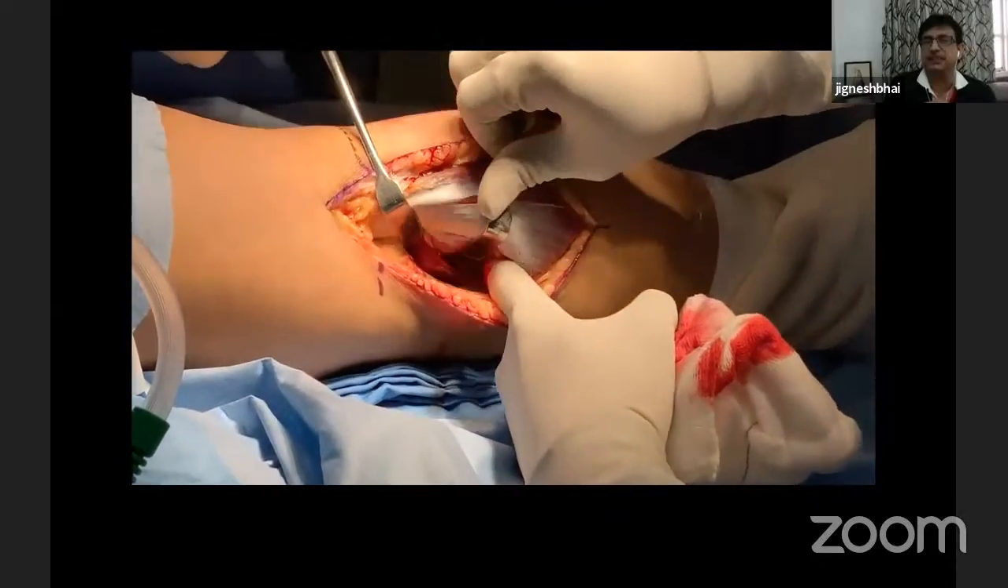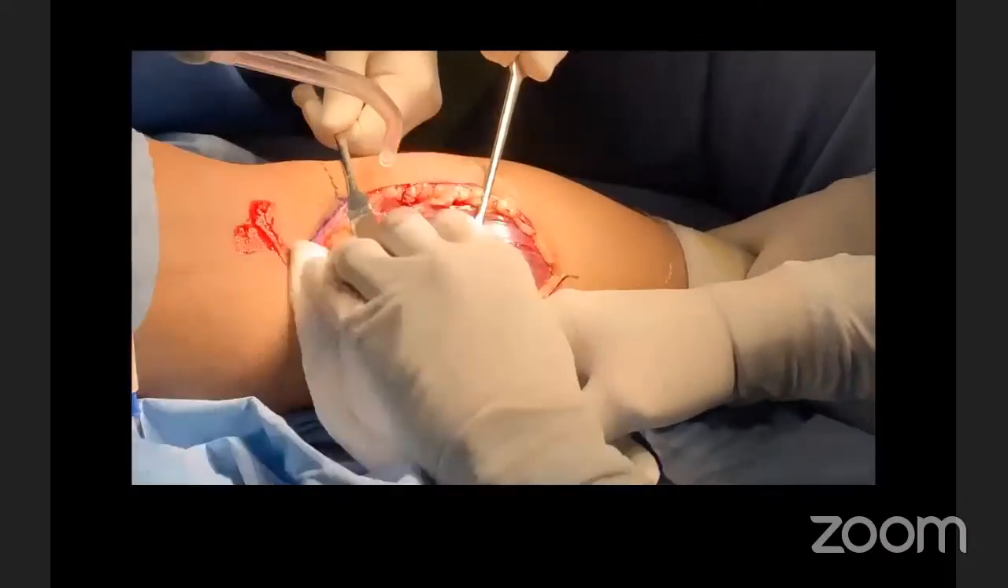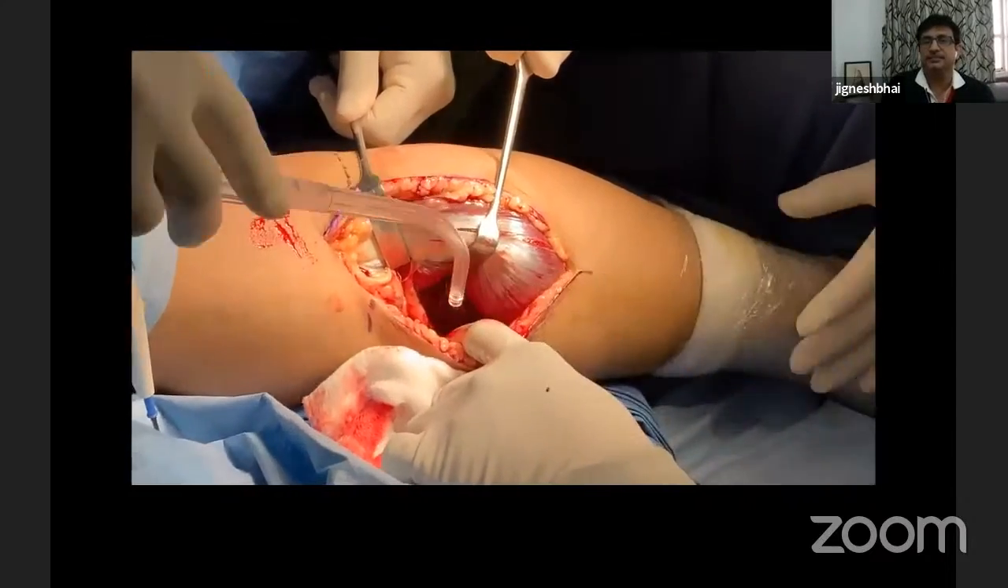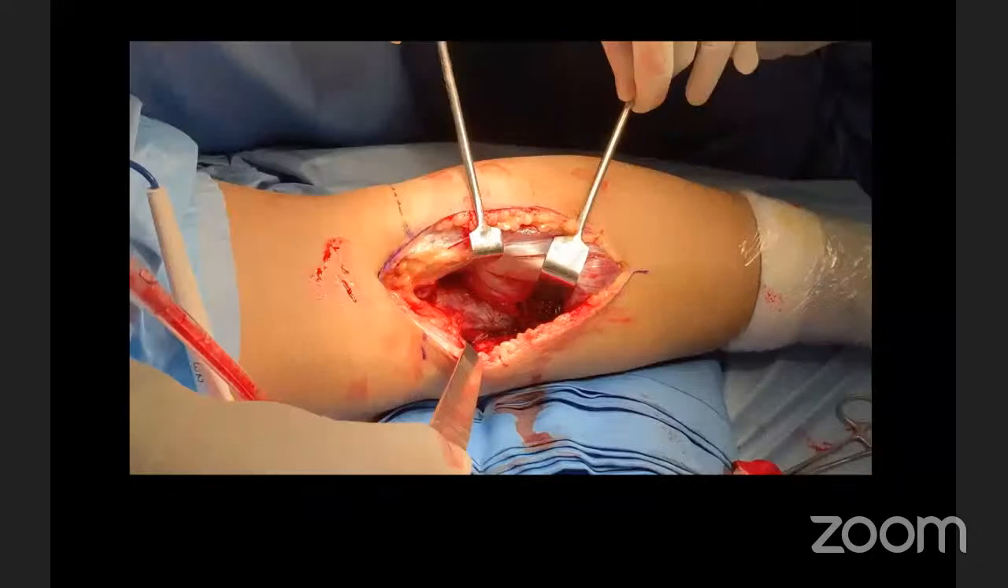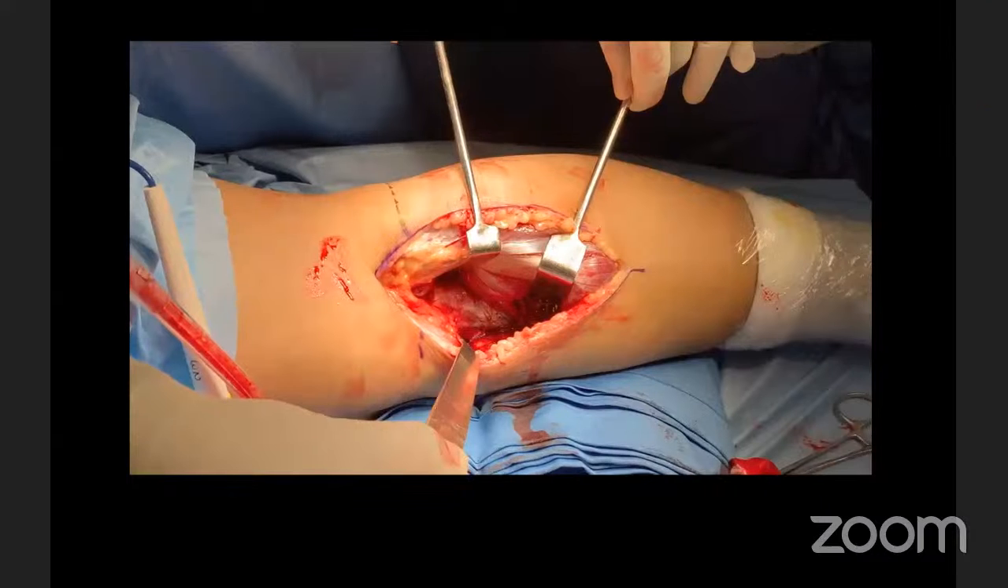Now you retract, separate, run your finger under the gastrocnemius medial head and separate it from the underlying popliteus muscle. Now you can see in the floor, popliteus muscle, which is retracted, and the medial head of gastrocnemius is retracted by the assistant from opposite side with two large retractors.